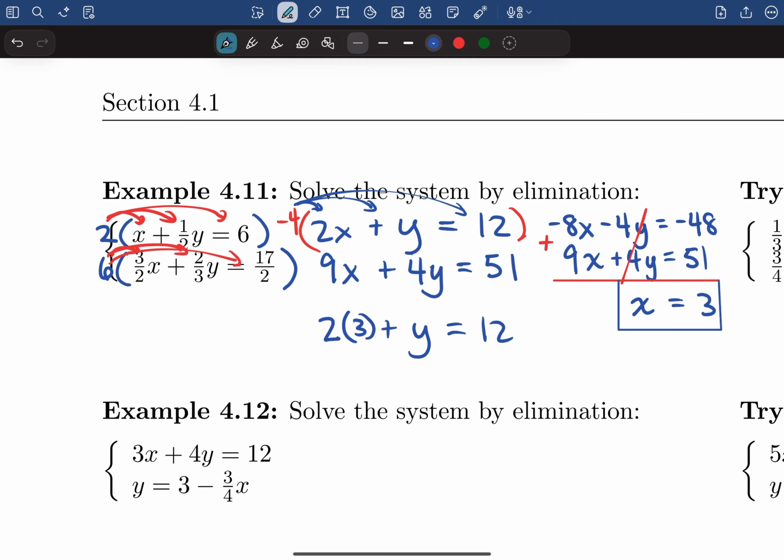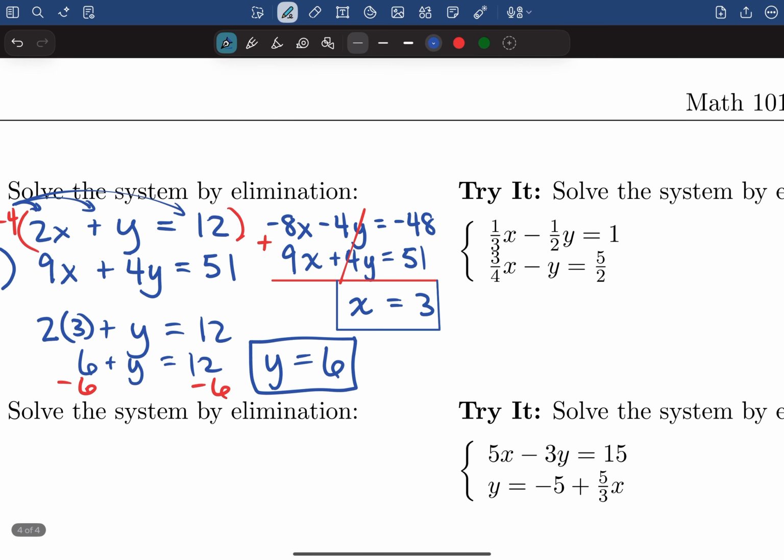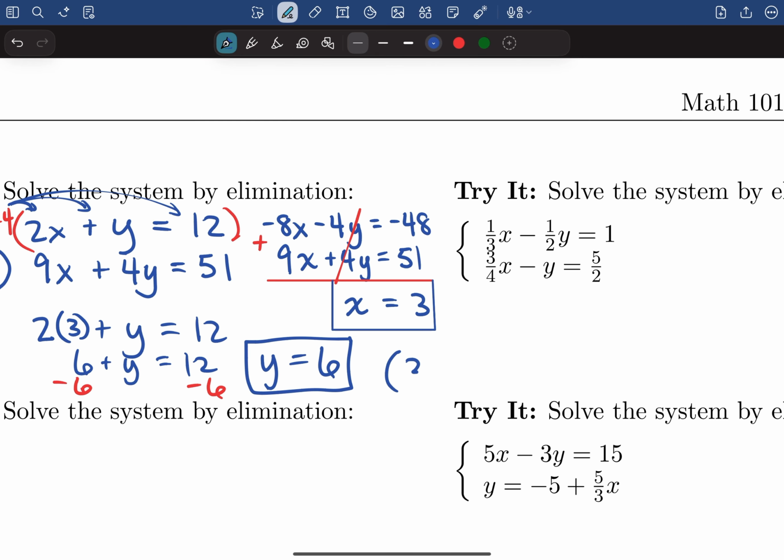Great. And so I end up with 6 plus y equals 12. And I subtract 6 from left to right. And I find out y equals 12 minus 6, which is 6. And to finish off everything that we've done, we simply write an ordered pair. The solution to this system of equations is (3, 6). And we're done.